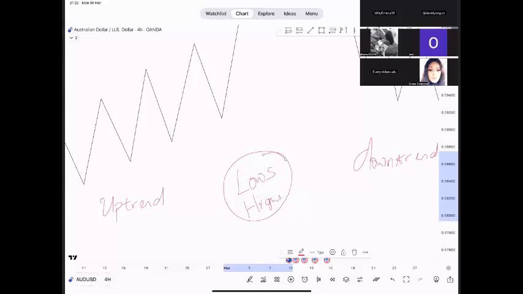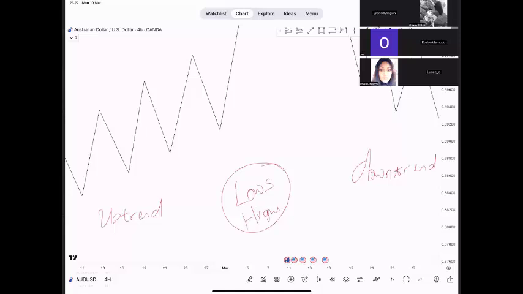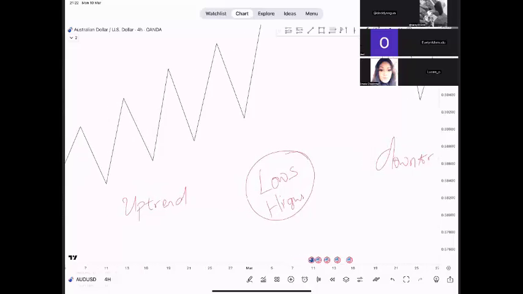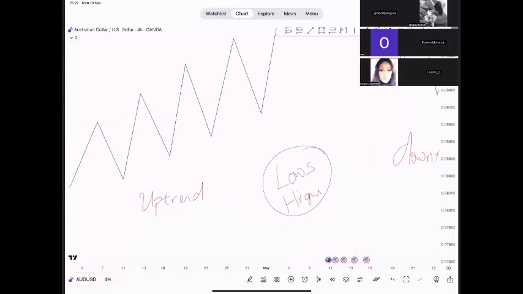And since the market movements at every point are made up of candlesticks, there will always be highs and lows in the market, right? Now, the type of highs and lows is what will determine whether we are in an uptrend, in a downtrend, or in a ranging market structure. Let me take that again.